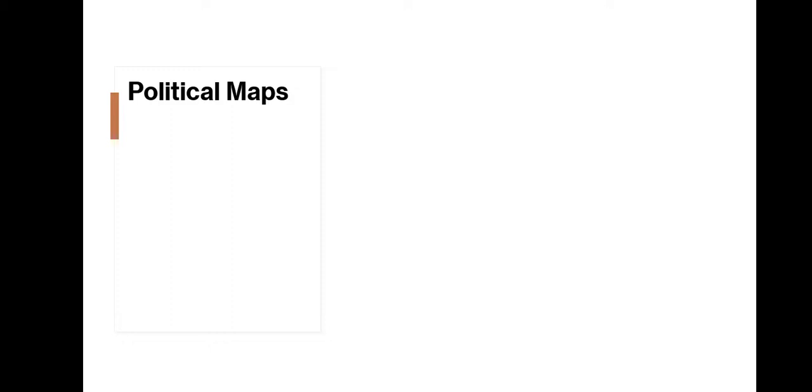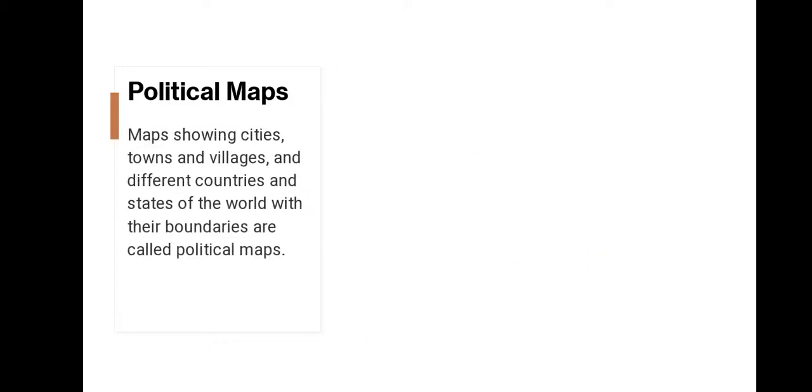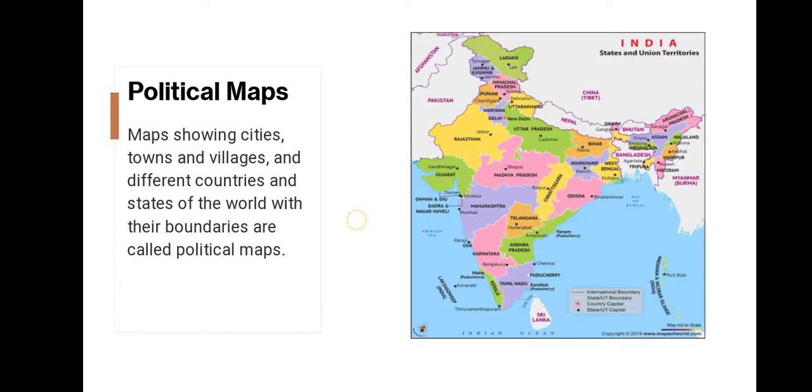Now, political map. Map showing cities, towns, villages, and different countries and states of the world with their boundaries are called political maps. Here you can see the map of India with states and union territories.